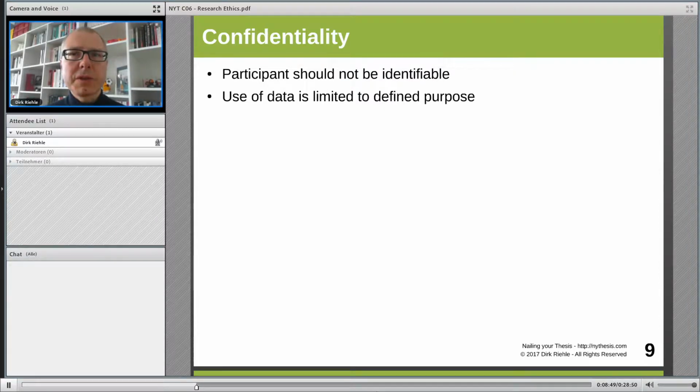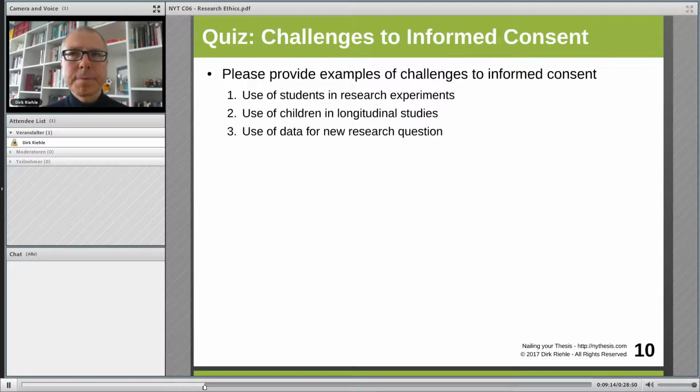Finally, good ethical research treats its data confidential. Certainly, human subjects should not be identifiable, and the data gathered should be, at least initially, limited to the defined purpose. And if you extend the purpose, if you change it, if you ask new research questions and believe you can answer them with the data, you may have to get consent again.